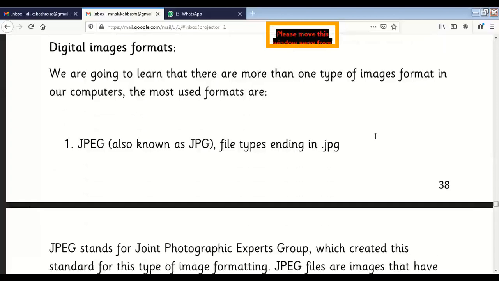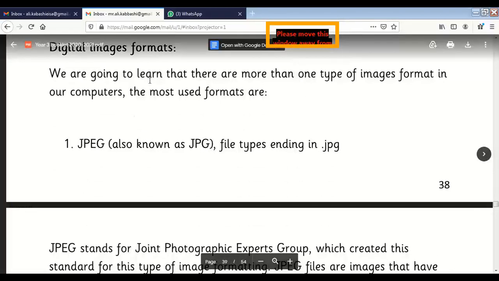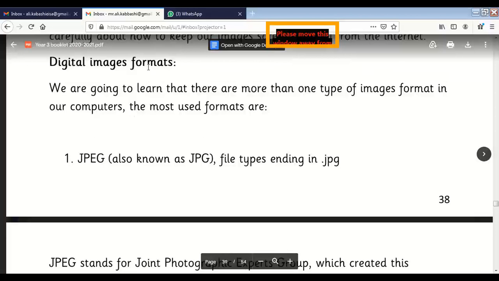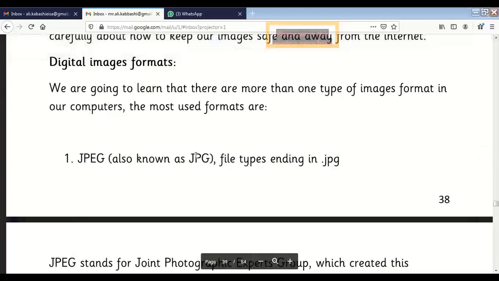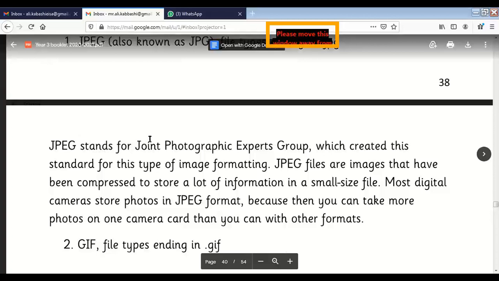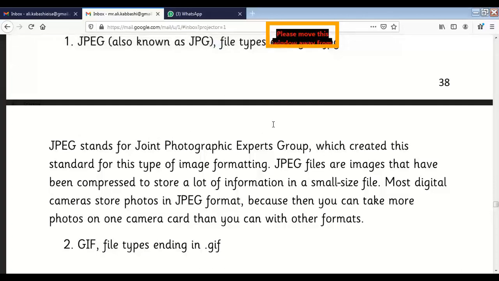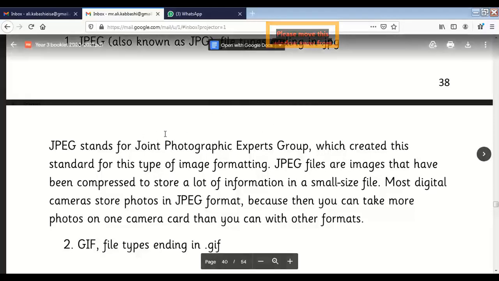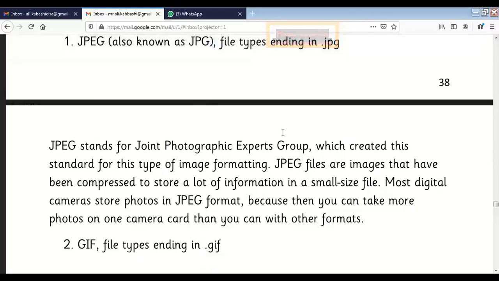Okay? So these images have different formats or different types. Formats means types. We are going to learn that there is more than one type of image format in our computer. The most useful formats are JPEG, also known as JPG files. It's files that end in .jpg. Okay? So JPEG stands for Joint Photographic Experts Group, which created this standard for this type of image formatting.